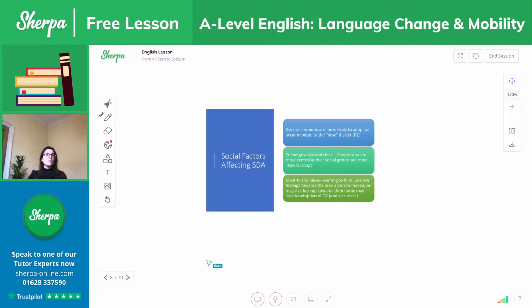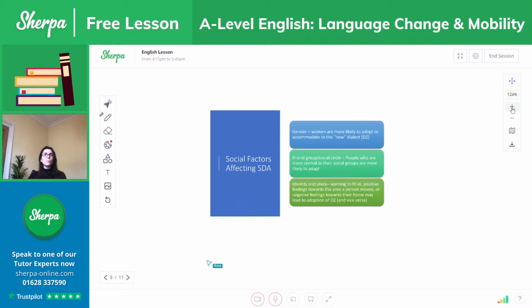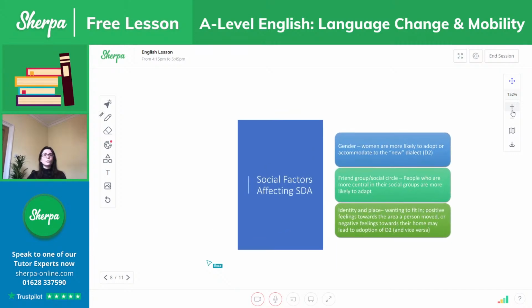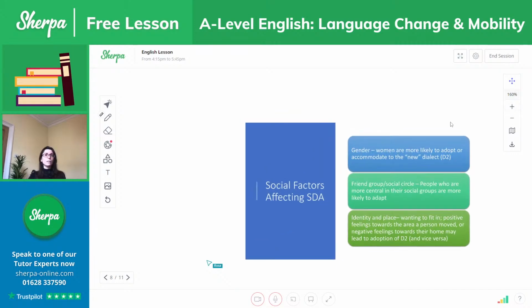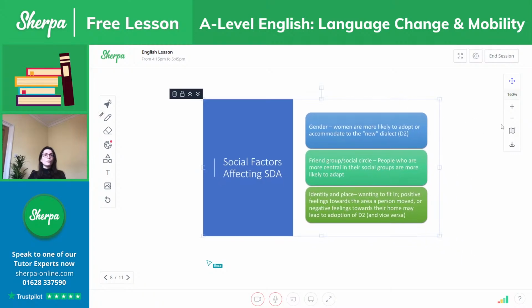And then additionally, people's positive or negative feelings towards where they moved versus where they came from. So if somebody has really positive feelings towards the place they moved, or maybe really negative feelings towards where they came from, that would make them more likely to adopt a second dialect, and vice versa. If someone hates where they moved or really loves where they came from, they might be more likely to hold on to their original native dialect.